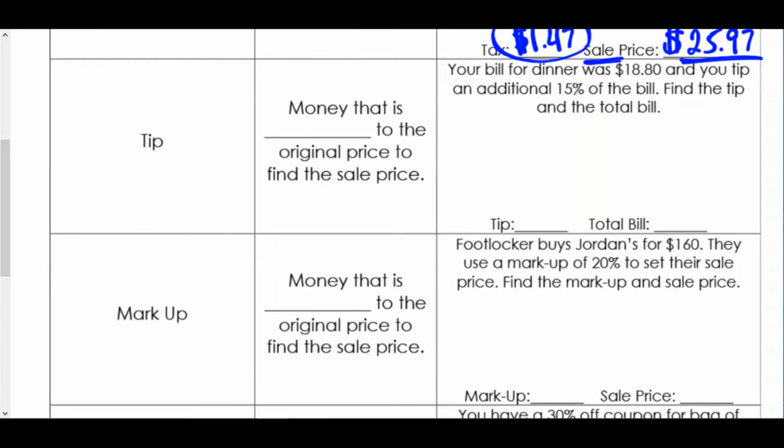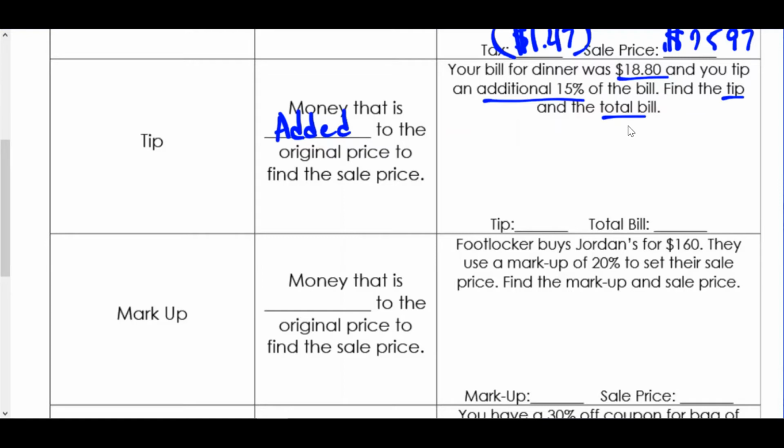A tip is similar to tax in that it's always added to the original price. It has a different purpose though. A tip is basically money that you give to somebody for good service. So your bill at dinner was $18.80. You tip an additional 15% of the bill. Find the tip and the total bill.